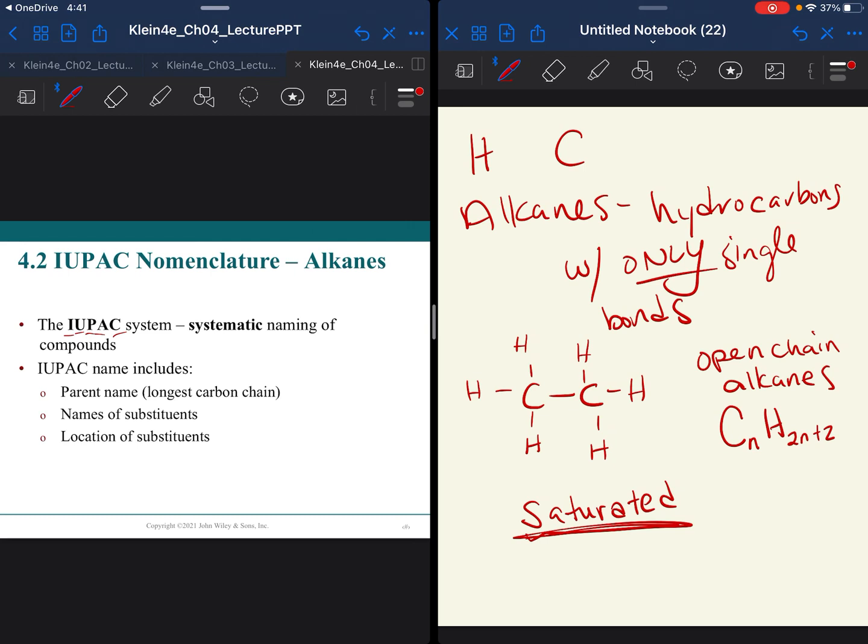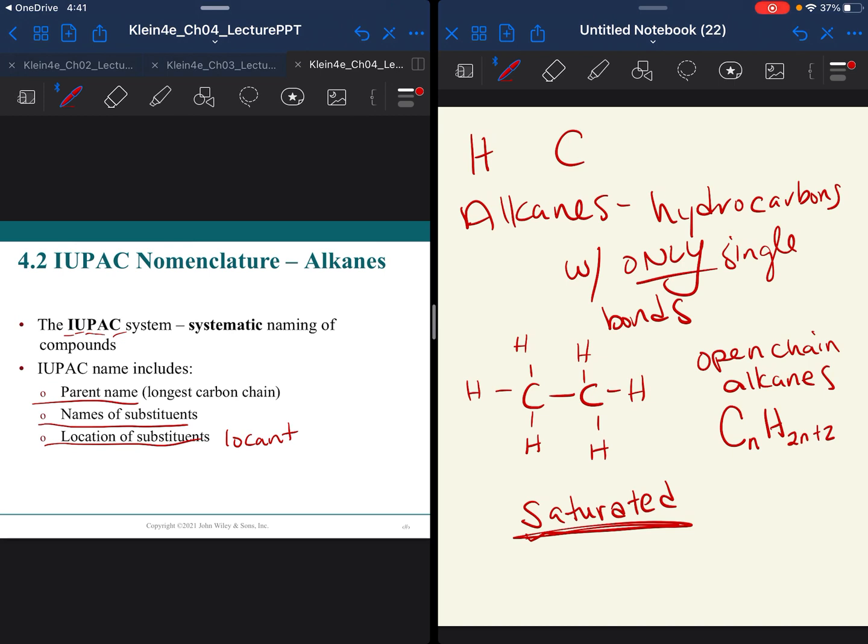So we are going to be talking in terms of the parent. That is often the longest carbon chain. Now, with dealing with alkanes, it's always the longest carbon chain. As we add functional groups, we'll address how the rules change. The parts of the compound that hang off of the parent, otherwise known as the substituents, and then the location of substituents. You'll hear me use the word locant quite a bit.